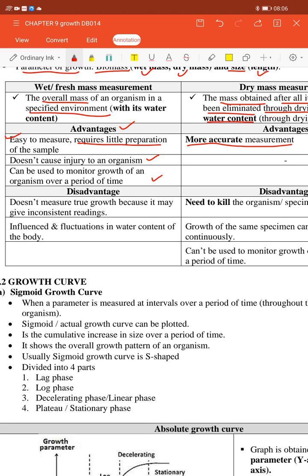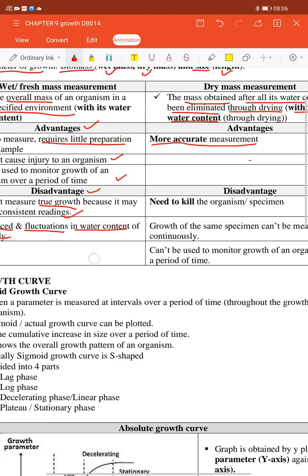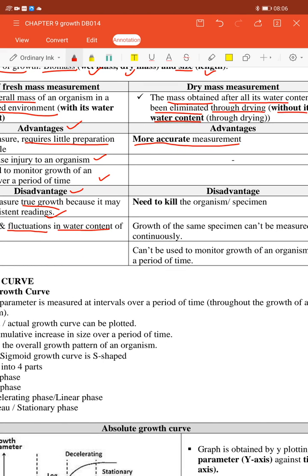Okay, so what is the disadvantage for the wet or fresh mass pula? It doesn't measure the true growth because it may give inconsistent readings due to the different water content in that organism. So it is influenced by fluctuations in water content of the body. So if the organism drinks a lot of water, it may cause the mass of the organism to increase. And while for the organism that drinks a little amount of water, it will cause less amount of mass lah for the organism. So it is inconsistent.